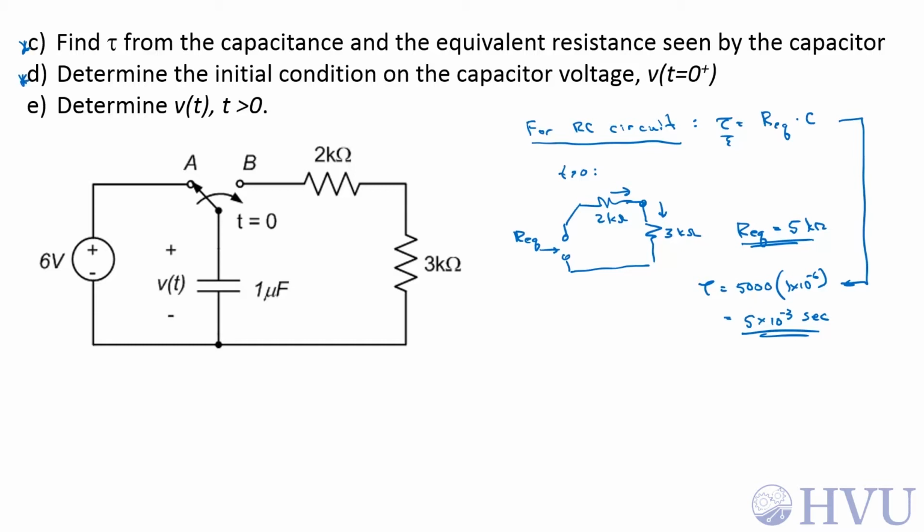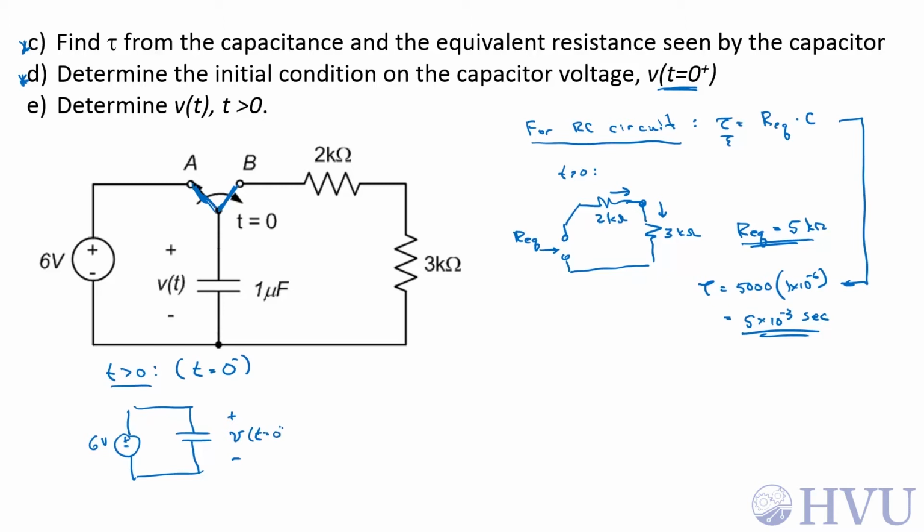In part D, we want to find an initial condition on the capacitor voltage. So the voltage at t equals 0 plus, just after this switch moves to position B. Well, in order to find initial conditions, what we usually rely on is that the capacitor voltage can't change instantaneously. So let's look at the circuit for t less than 0, and in fact for t equals 0 minus, and we'll assume that this switch has been in this position for a long time. So I have a 6-volt source, I have a 1 microfarad capacitor, and this is my voltage, v at t equals 0 minus.